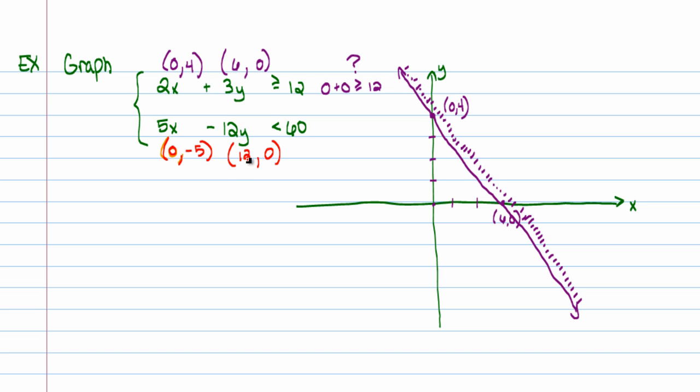Let's go ahead and graph those 2 points. 1, 2, 3, 4, 5. And 12, comma 0 is going to be, well, let's see, 2, 4, 6, 8, 10, 12. So I want to connect up those 2 points in red there, but this time with a dashed line, because this is not equal to, it's strictly less than. There's no equality there, so it gets a dashed line.